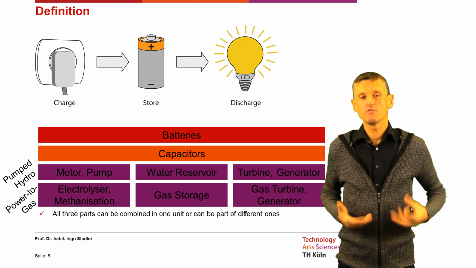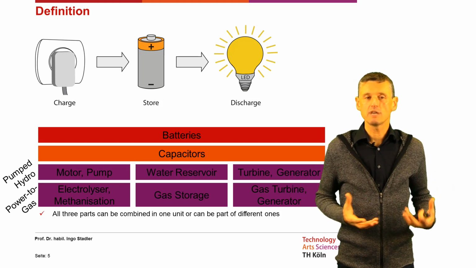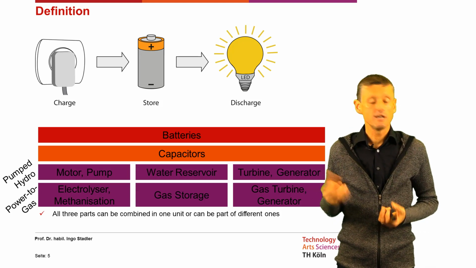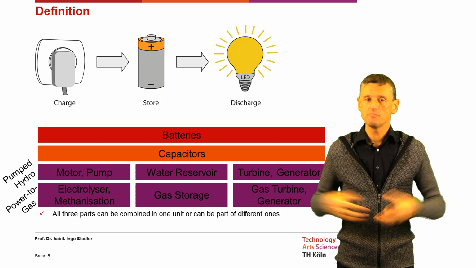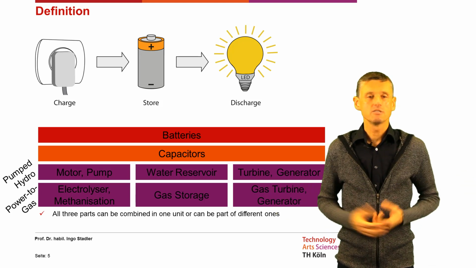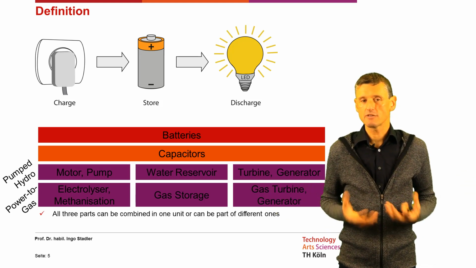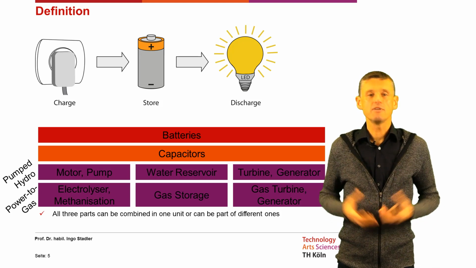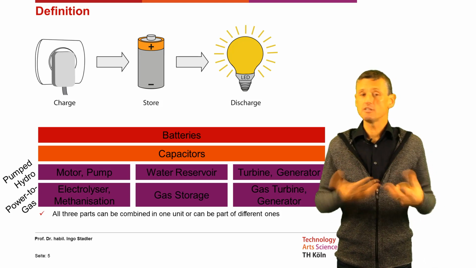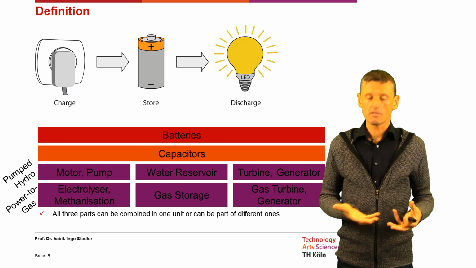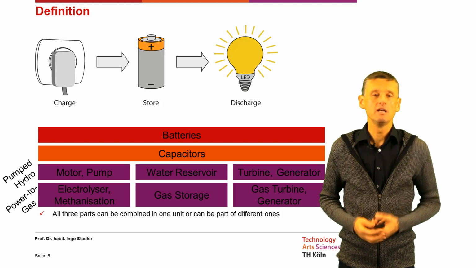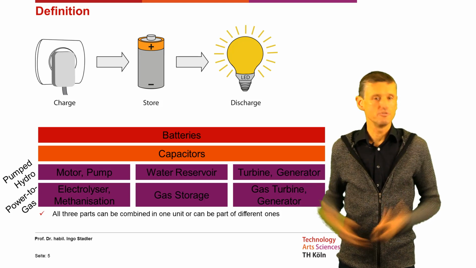Then we can think of other storages like the power to gas technology, where again we have three different parts, and even the parts can be in different locations. So the charging is the electrolyzer and maybe the methanization process. Then we have the gas storage that can be in a different place. And also the discharging, the gas turbine and the generator, can be in a third different place.